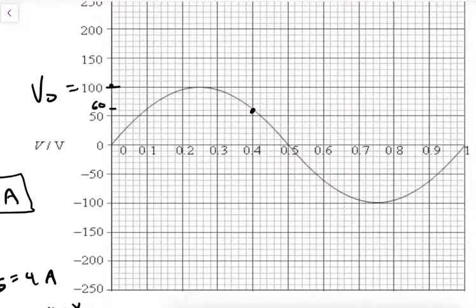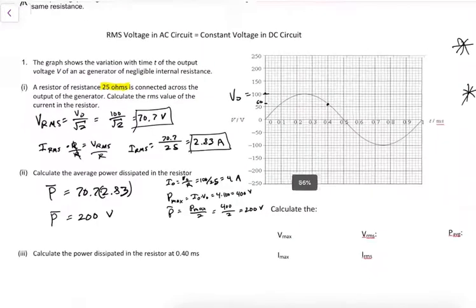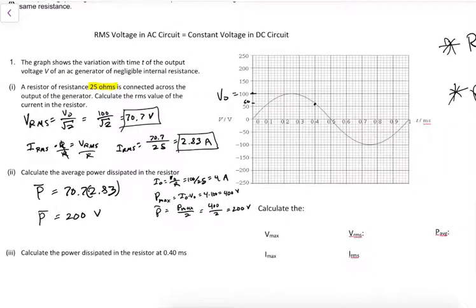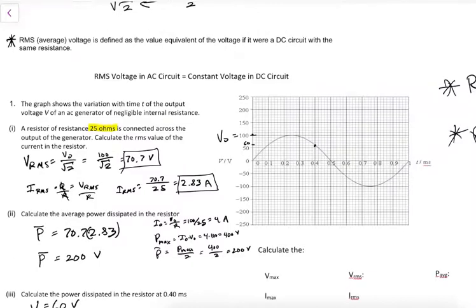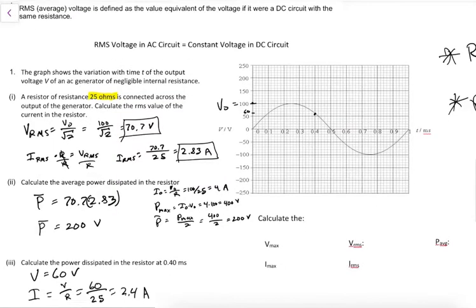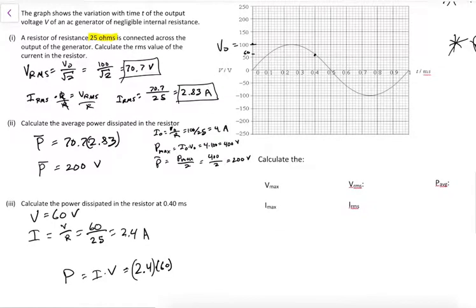So I know that at 0.4 milliseconds, it looks like I have about 60 volts. I want you to solve this problem. Pause this video, solve this problem, and I'm going to work it out as well. So instantaneous power occurs with instantaneous voltage and instantaneous current, so you don't really have to worry about RMS in this case because we're not looking at averages. So we have 60 volts. I can find my current using I is equal to V over R to get 2.4 amps, and then I just do P equals IV. So that gives me 144 watts.